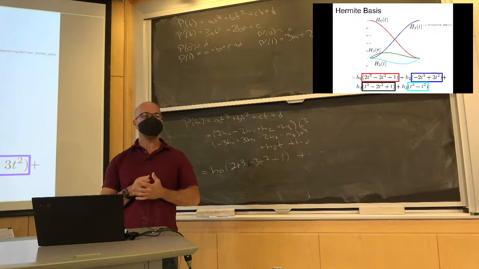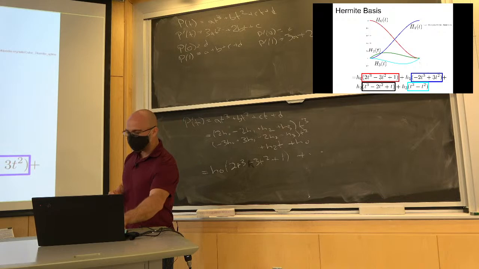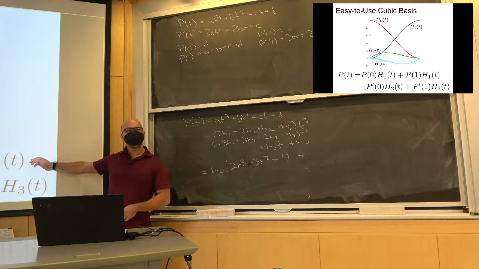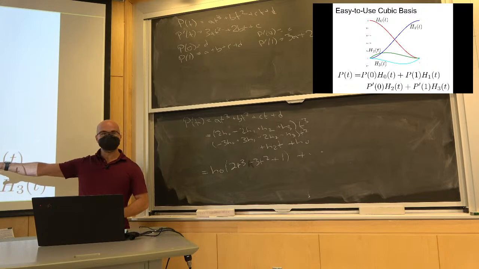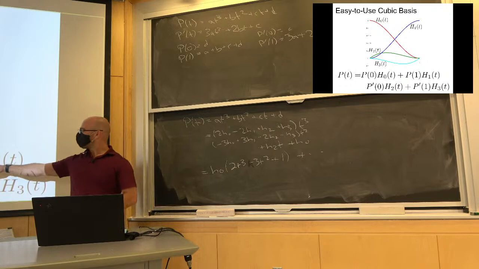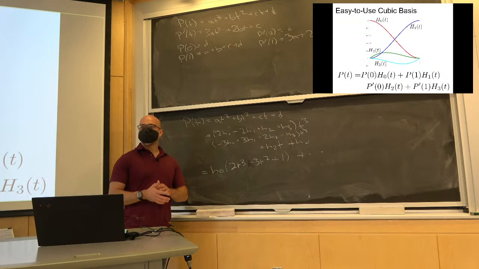So, in other words, I can actually write a really slick representation for a cubic polynomial. Do you guys see what I did here? Any cubic polynomial P of T can be written as P of 0 times the 0th Hermite basis function, plus P of 1 times the first one, plus P prime of 0 times the second, and so on. Does this expression make sense to you guys?